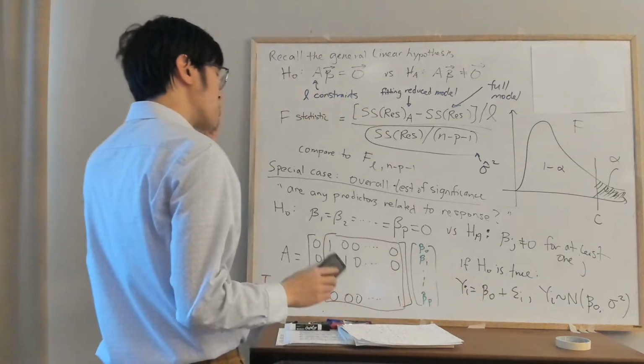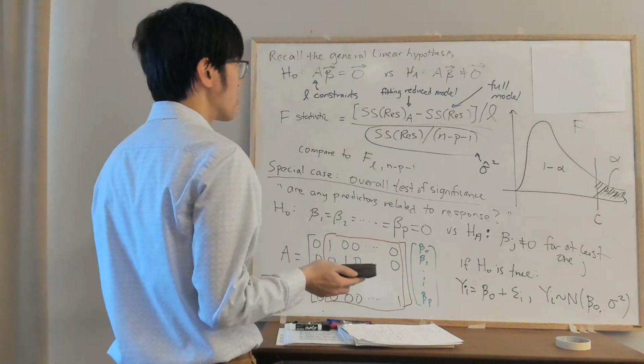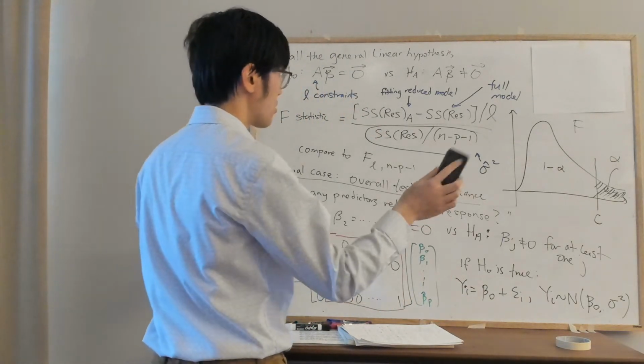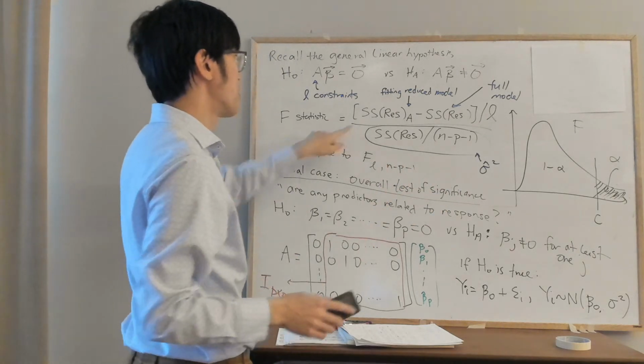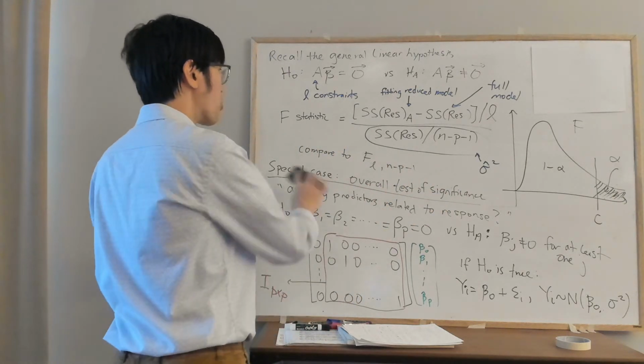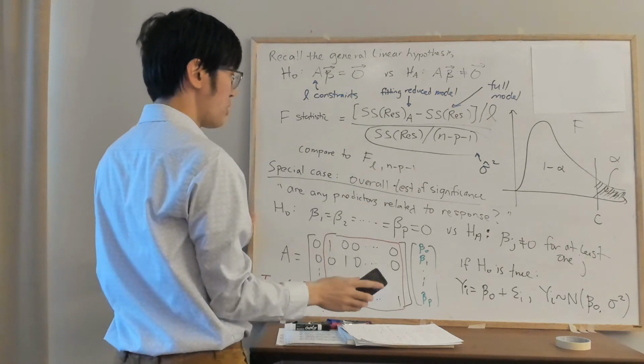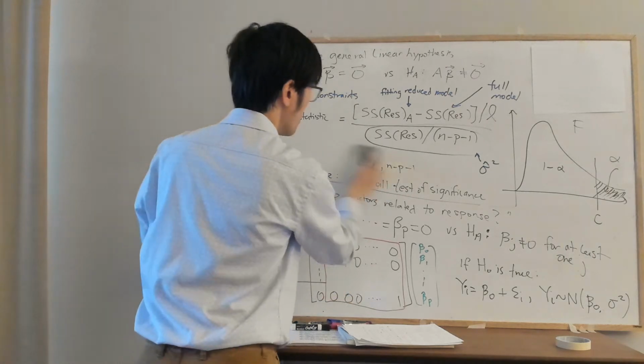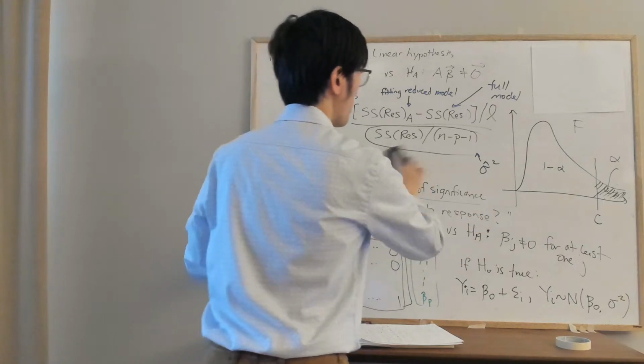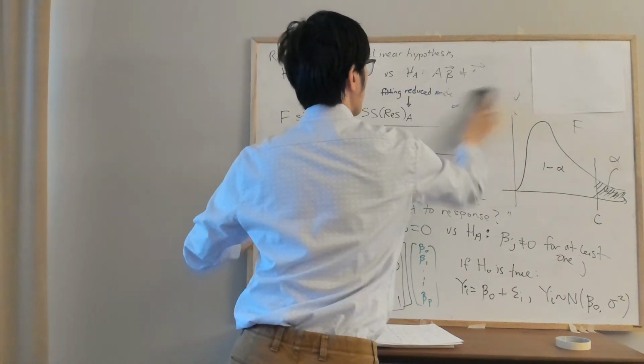So what happens in this case? Remember, this is the F statistic, and we're working towards relating it to the ANOVA table, but I need to make some room here. So let's see what happens in this case.